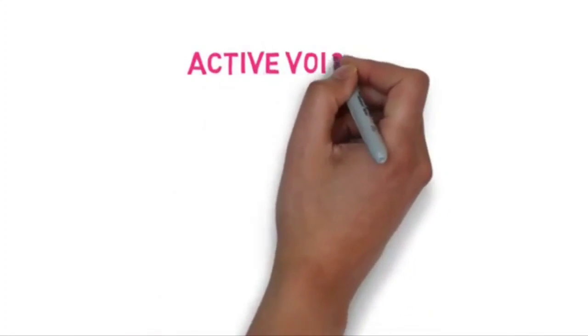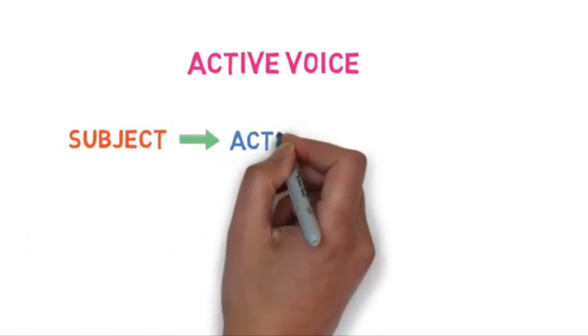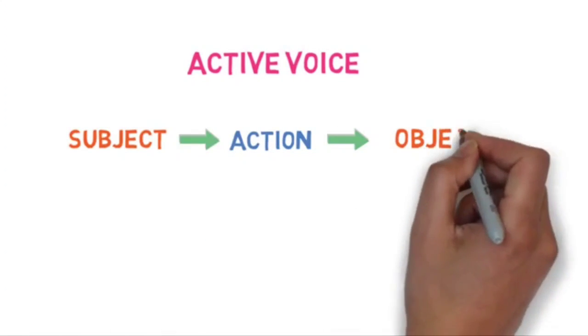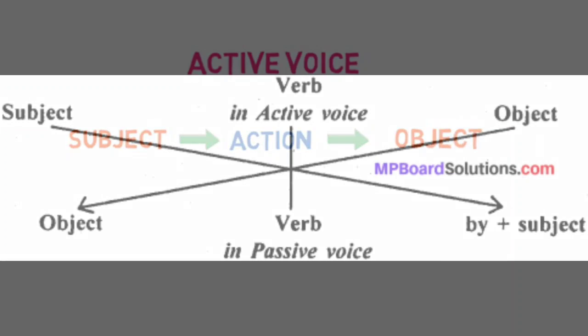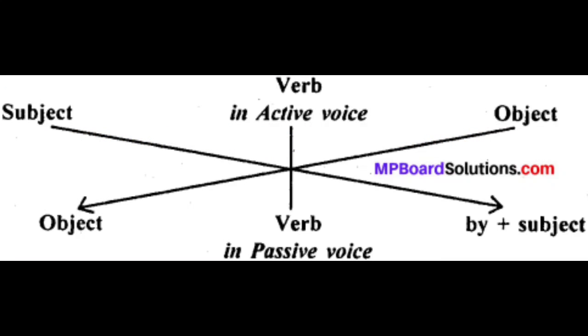First, let's understand what exactly active voice is. In active voice, the subject performs the action and the object receives the action. Look at the picture children, you can understand the things easily. Here, in active to passive, the subject and object should interchange. So, subject should change into object and object should change into subject. So, that is known as active and passive voice children in general.